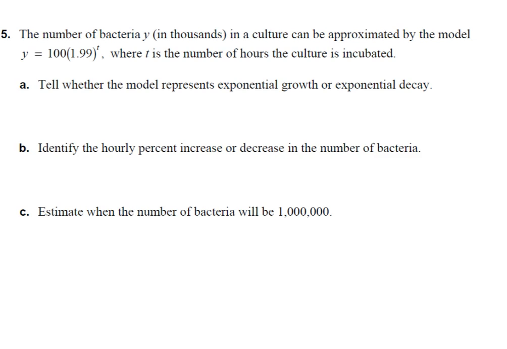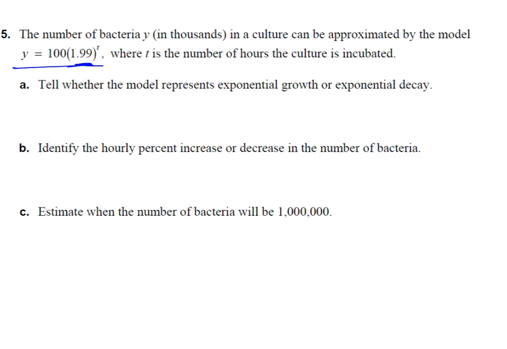So this is number 5 in your journals. I think it's on page 31. It says the number of bacteria y, which is in thousands, in a culture can be approximated by the model y equals 100 times 1.99 to the t, where t is the number of hours the culture is incubated. So what is the 100, do you suppose? Well, the base itself is this piece in here. 100 is the amount that you start with. So this means that in this example, we start with 100 bacteria.